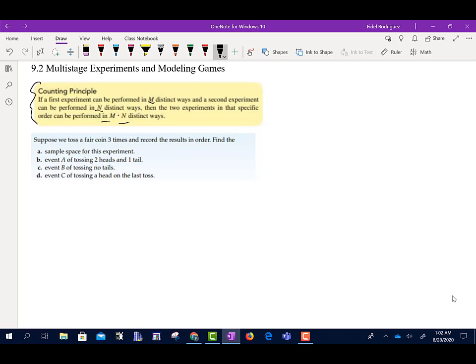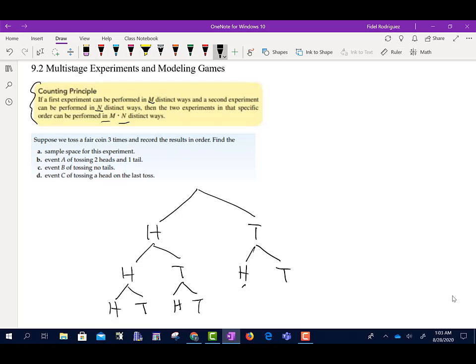It says, suppose we toss a fair coin 3 times and record the results in order. Part A says, let's find the sample space for this experiment. Okay, so if we're going to toss a coin 3 times, the first thing I'm going to do is draw a tree diagram. So if I flip it once, I can get heads or tails, right? And then if I flip it a second time, I can also get heads or tails. And then if we flip it a third time, we can still get heads or tails, right?